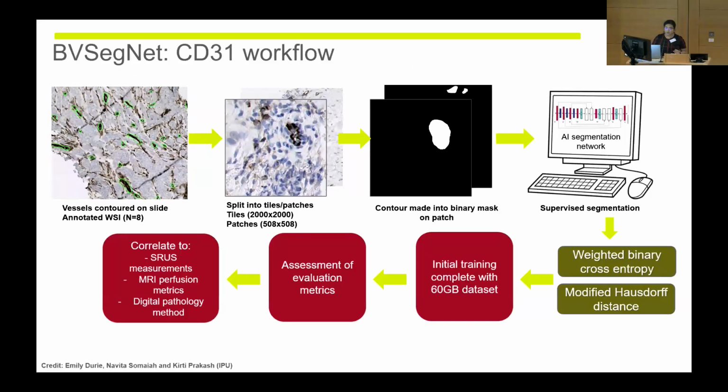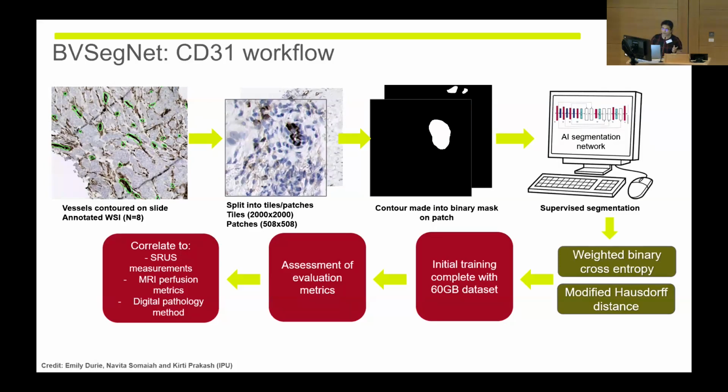So the overall workflow: as we know, the whole slide images are in gigapixels, so we need to collect the tiles. The tiles that we have collected are of size 2000 by 2000. From there, we have extracted patches of size 508 by 508 for the training regions that can be passed to the deep learning network.